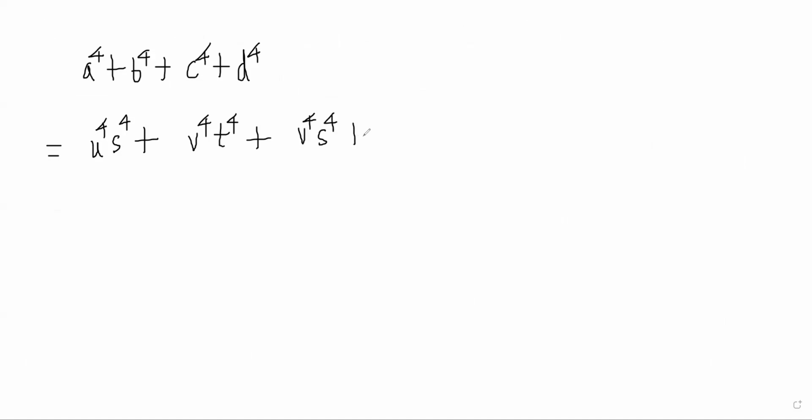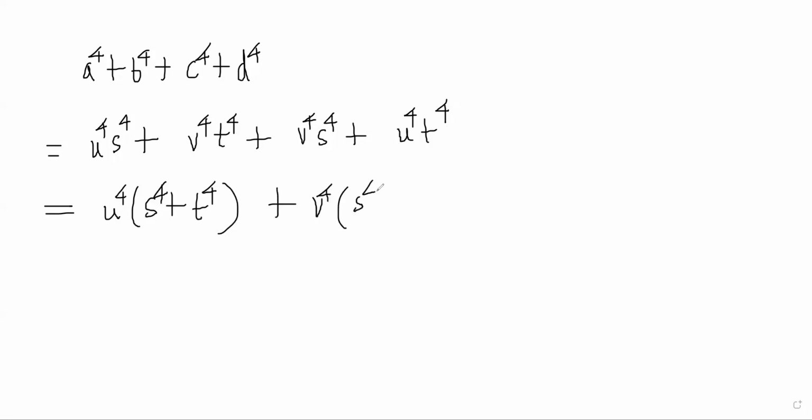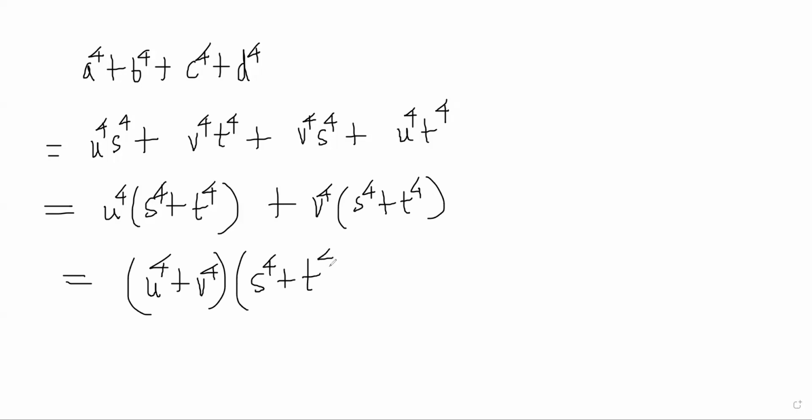A power 4 plus b power 4 plus c power 4 plus d power 4 can be written as u power 4 s power 4 plus v power 4 t power 4 plus v power 4 s power 4 plus u power 4 t power 4. And from here we can take common u power 4, you get s power 4 plus t power 4, and then v power 4, and you get s power 4 plus t power 4. And we are able to show that it is u power 4 plus v power 4 multiplied by s power 4 plus t power 4, which is a product of two positive integers.